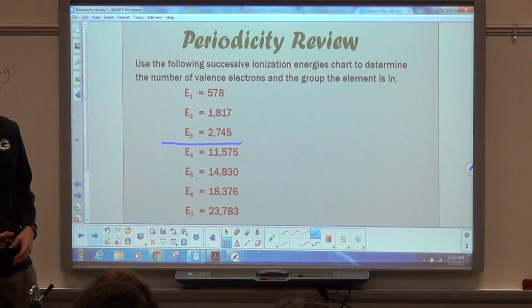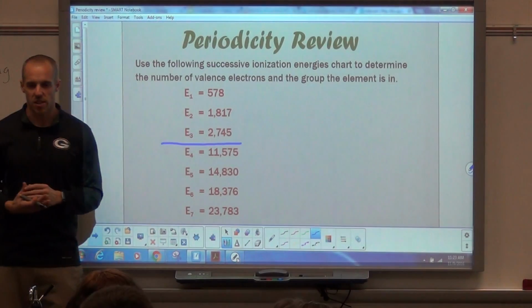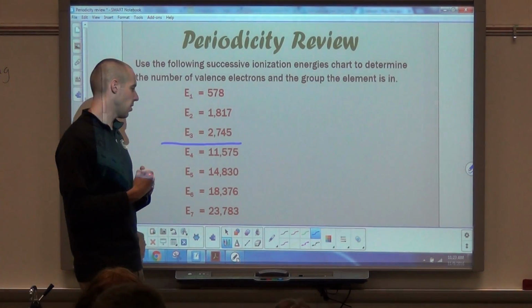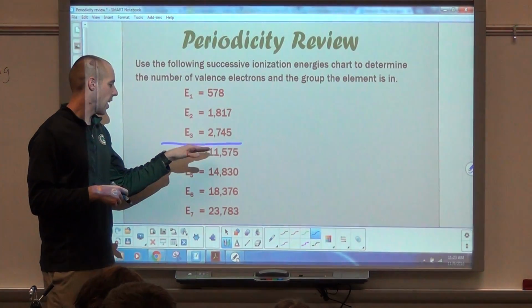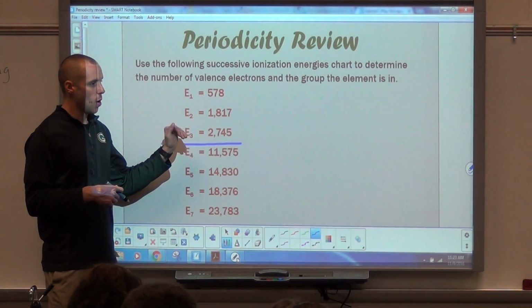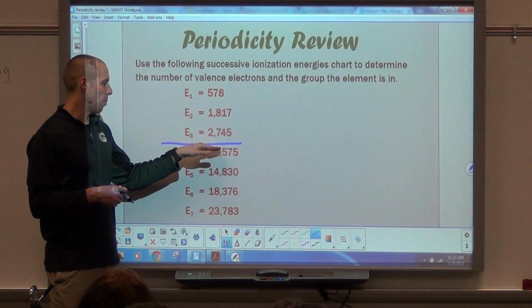How do I know that? Because this one takes a large amount of energy to take away. Wherever that large amount of energy is, it's because that atom is holding that electron tight. It's not able to let go of it very easily. So that one is where we're going to have a core electron. What I'm trying to say is, when you're determining the number of valence electrons, it's always the number before the jump.